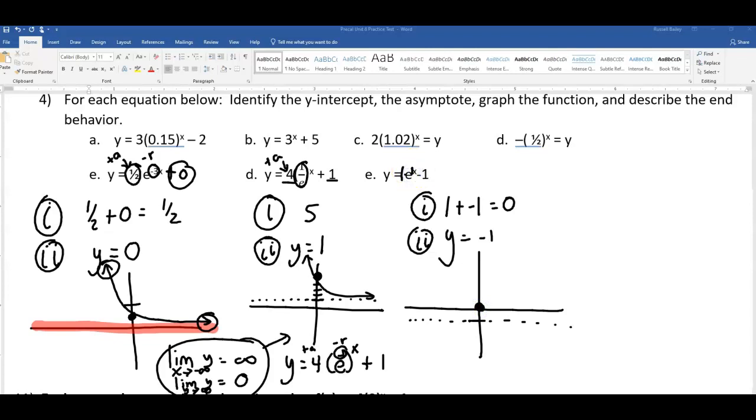And we also have a positive a value. When that happens, the shape is like this. So in this case, our end behavior on the left side of my graph, it's negative 1, and on the right side, it's positive infinity. And so that's graphing exponential functions. Let's move on to number 5.